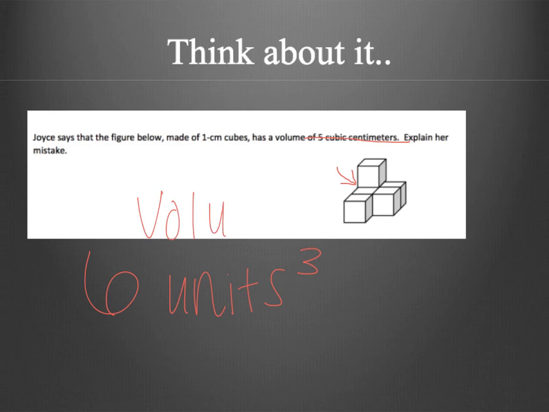Where Joyce made her mistake is that she forgot to count the one that this square was sitting on top of. So she only saw the 5 that were in front of her, which shows her that there are 5 cubic units, and that's where she got her answer from. So hopefully that problem did not trick you.